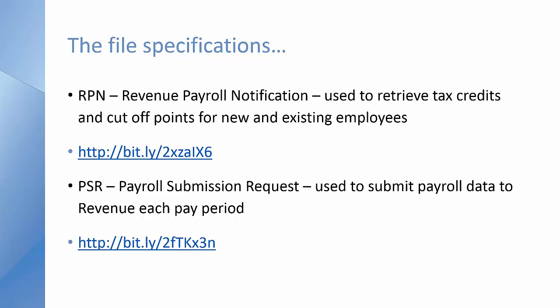The full file specifications are included in the links on screen, and we will also include them in the handout section on your control panel if you wish to download them. The first one is the RPN, which, as I say, stands for Revenue Payroll Notification, and this is used to retrieve tax credits and cut-off points for new and existing employees. The next specification is for the PSR, which is a payroll submission request, and this is used to submit payroll data to Revenue each pay period. And as I said before, this is very much like a mini P35. You can read these at your leisure, although I wouldn't exactly describe it as a leisure activity.